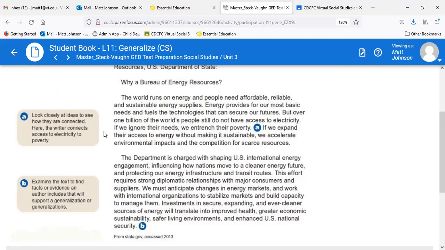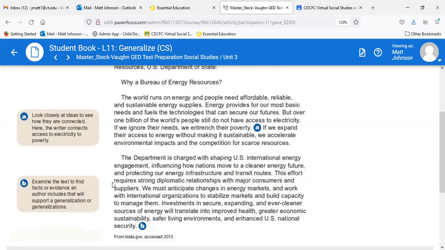This effort requires strong diplomatic relationships with major consumers and suppliers. We must anticipate changes in energy markets and work with international organizations to stabilize markets and build capacity to manage them. Investments in secure, expanding, and ever cleaner sources of energy will translate into improved health, greater economic sustainability, safer living environments, and enhanced U.S. national security.